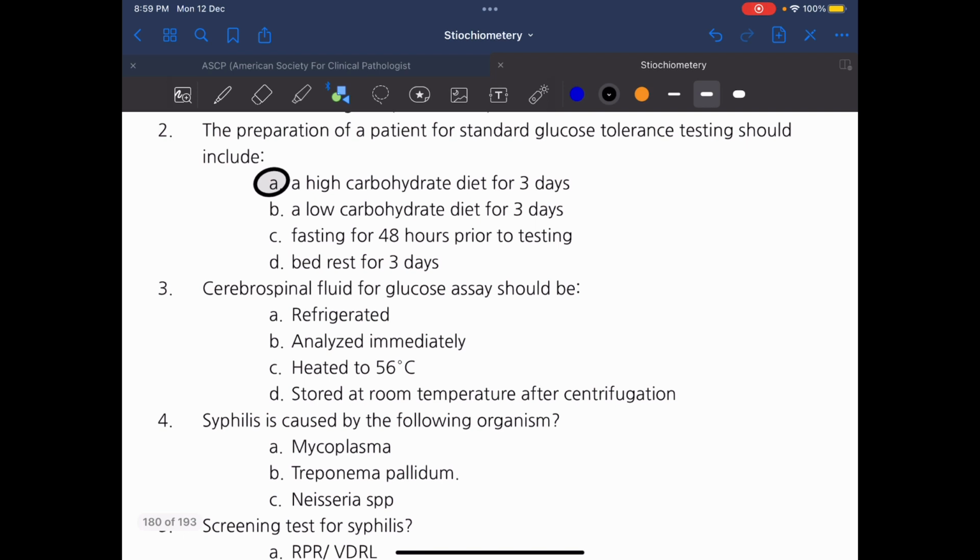Third question. Cerebrospinal fluid for glucose assay should be refrigerated, analyzed immediately, heated to 56 degrees centigrade, or stored at room temperature after centrifugation. For glucose determination in cerebrospinal fluid, it should be analyzed immediately. So the correct answer is B.